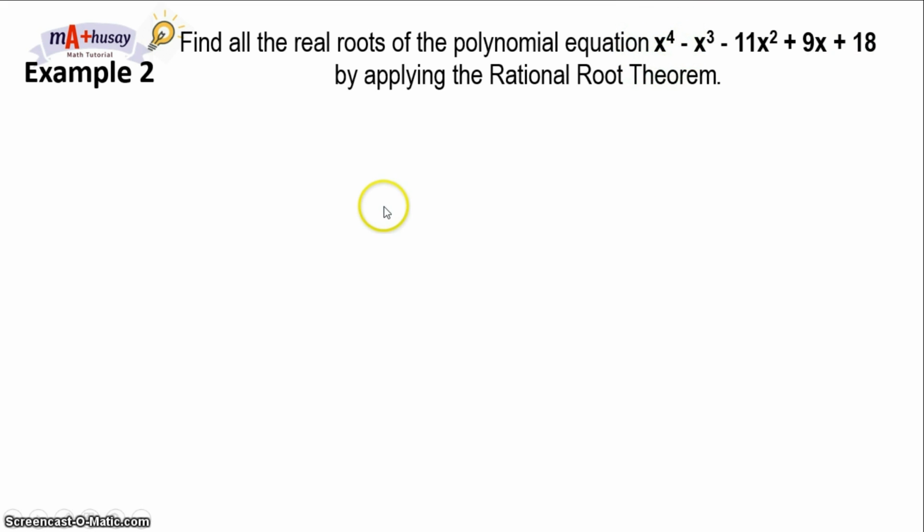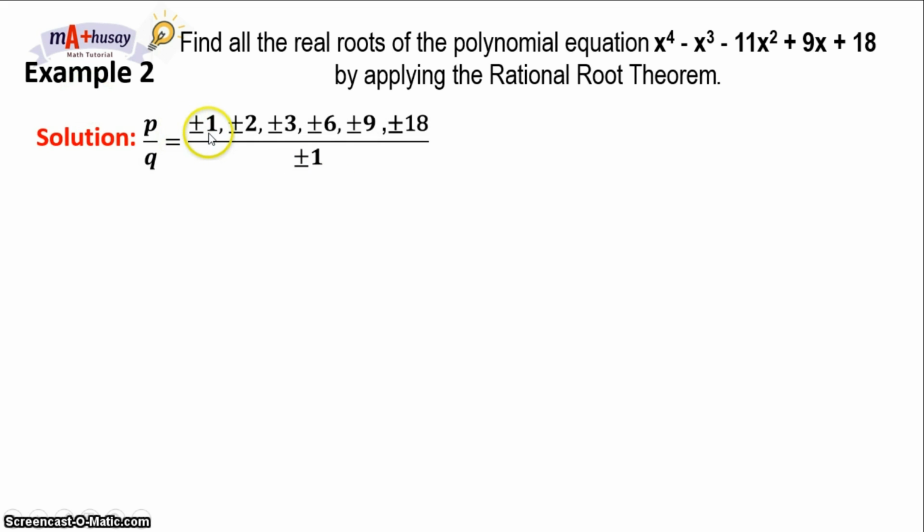So, if we list down the factors of a sub 0 and a sub 1, we have p is equal to, so you have the factors of 18, positive or negative 1, positive or negative 2, positive or negative 3, positive or negative 6, and positive or negative 9, and lastly, positive or negative 18. For your numerical coefficient in the leading term, the only factor of 1 is either positive 1 or negative 1.